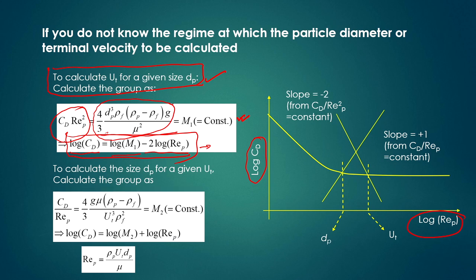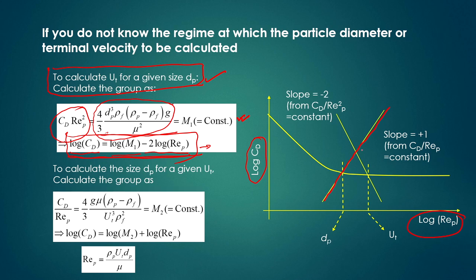This equation is to be drawn in the graph which you have consulted, that is from the text or some other sources, where log CD versus log REP data are given. So in that graph you have to draw this line of log CD equal to log m1 minus 2 log REP. So here you will get this equation like this. Okay, this will be your equation.